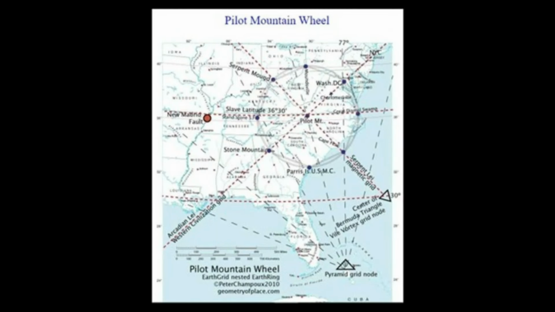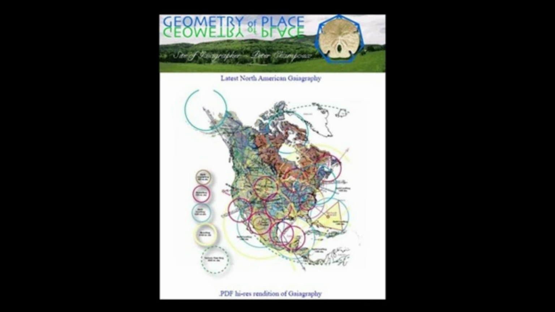Similar to Arbor Low in England, the Monadnock Pilot Mountain in North Carolina was identified as a ley line hub by geographer Peter Champoux on the homepage of his website. Peter Champoux has done incredible work on specific ley lines, as seen on his website geometryofplace.com.